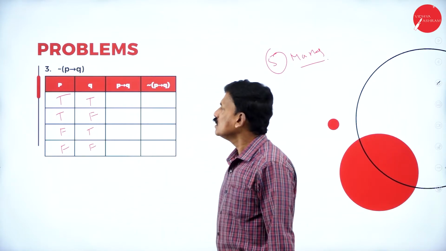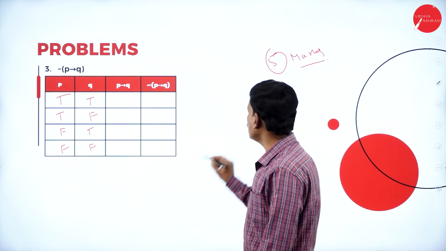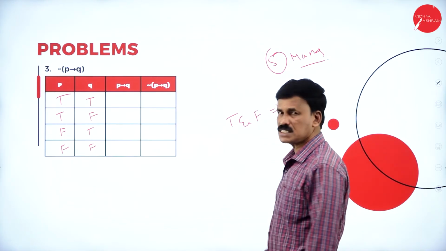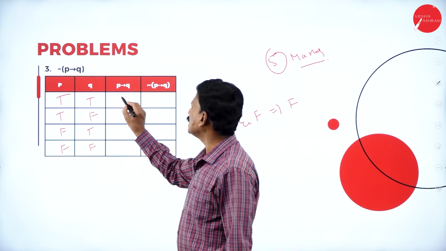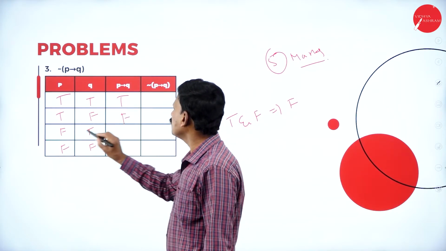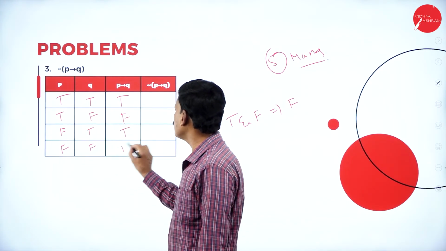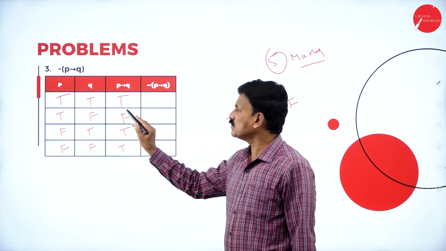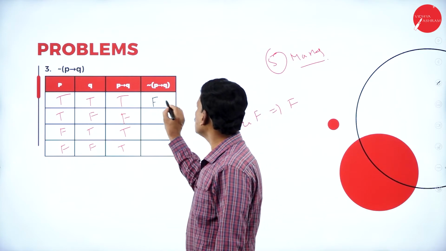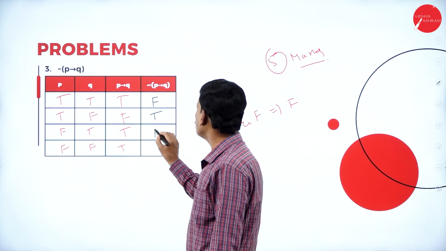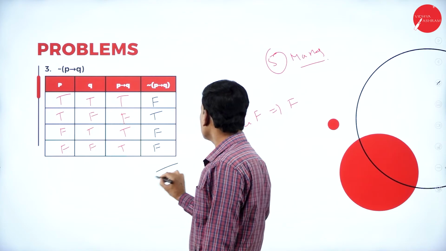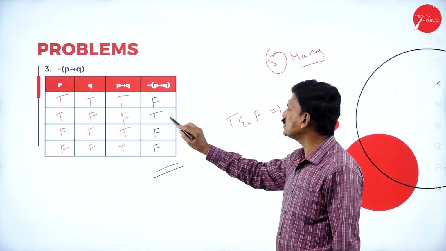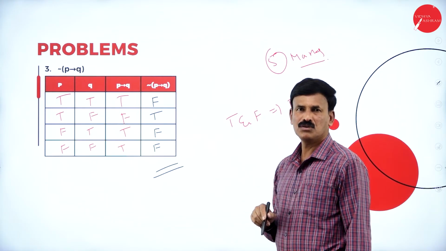Now, the conditional. What is the conditional statement? True and F is F. In other cases, it is true. So, T and T is T, T and F is F, F and T is T, F and F is also true. Now, write down the negation for this. Negation for true is F, for F it is true, for true it is F, for true it is F. So therefore, the negation of P conditional to Q is F, T, F, F. That's it. Hope you followed.